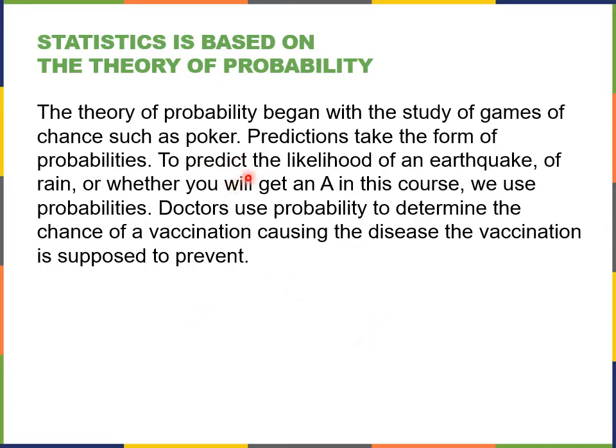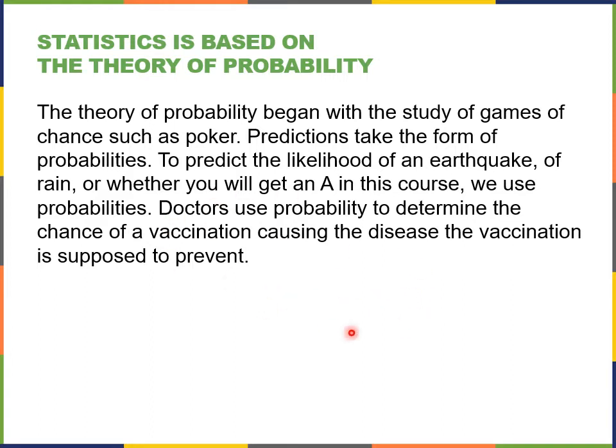And so, like, we want to predict the likelihood of, say, an earthquake or rain, whether or not you're going to get an A in a course. We can use probabilities to help us predict future events. And statistics plays a huge role in that. Okay, doctors use probability to determine the chance a vaccination could cause a disease. That's pretty important right now. Or is it more likely to prevent a particular disease?